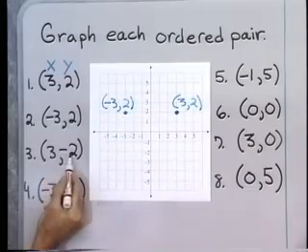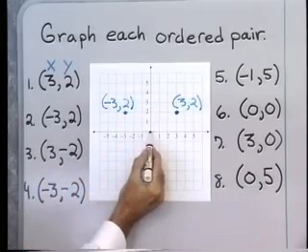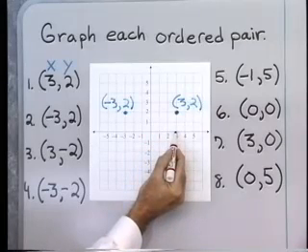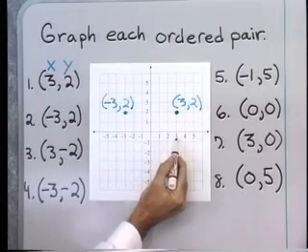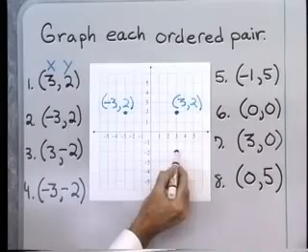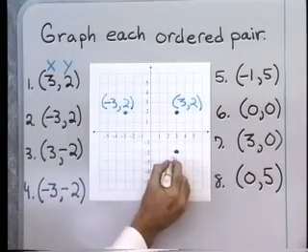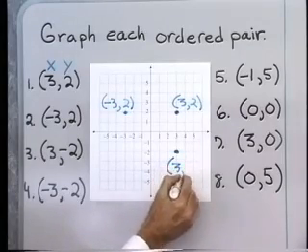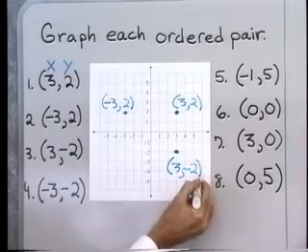My next point, 3, negative 2. I start at the origin and move 1, 2, 3 units in the positive direction horizontally, and then 2 units in the negative direction vertically. So that's down 2 units. So that's the point whose coordinates are 3, negative 2.